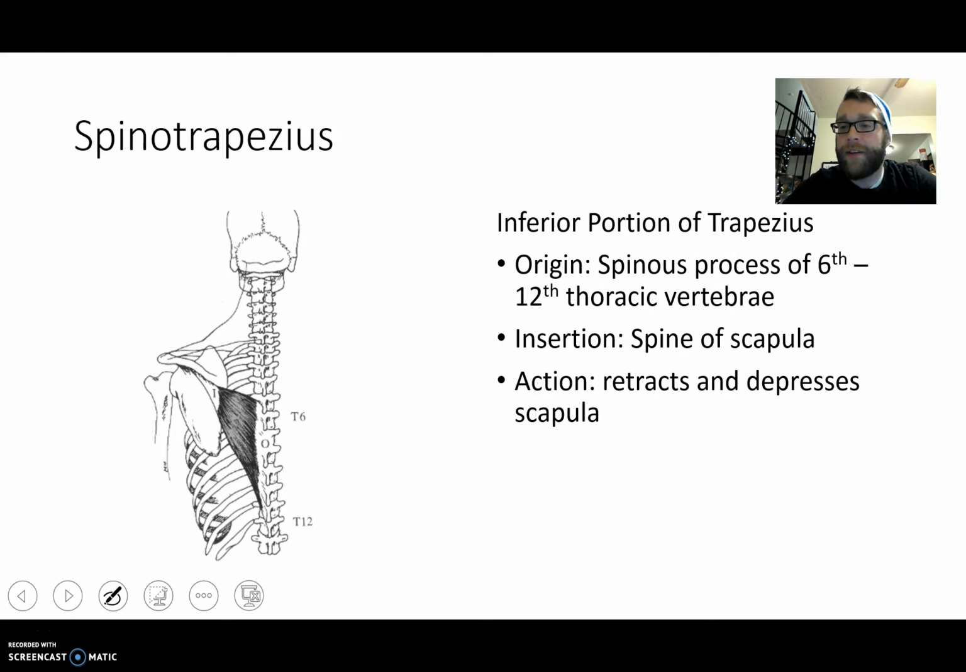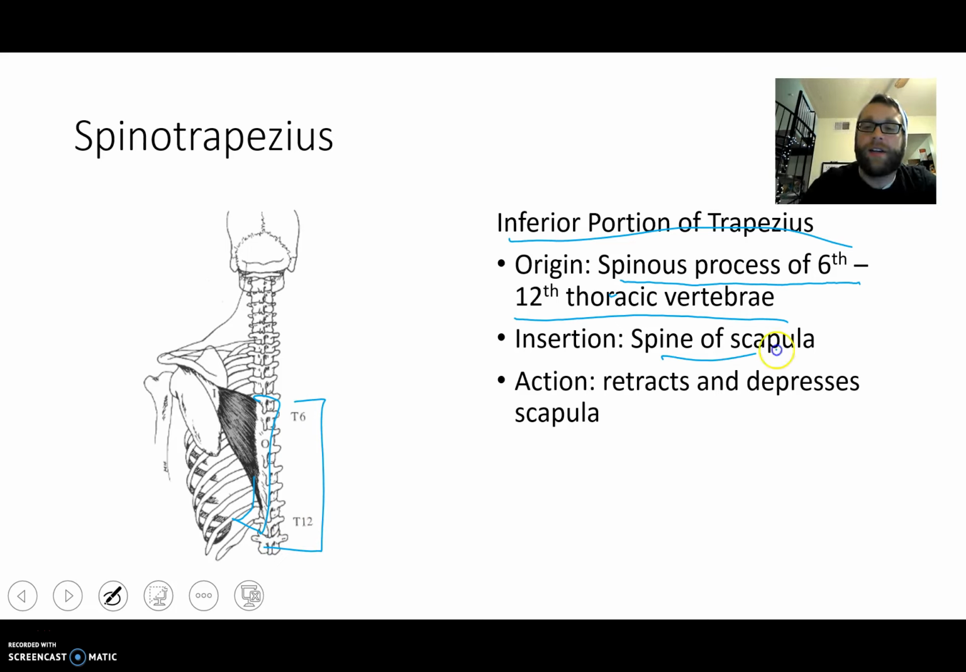All right, the last part of the trapezius, so there are 3 portions to it, is the spinotrapezius. This is the part that deals with the lower spine. It's the inferior portion of your trapezius muscle. It's going to originate on the spinous process from the 6th through 12th thoracic vertebra. So it's going to go from T6 to T12 all the way down this way. It inserts on the spine of the scapula. Actually it inserts onto the inferior side of the spine of the scapula, but that portion of the trapezius is going to be there. Its actions: it retracts and depresses the scapula.